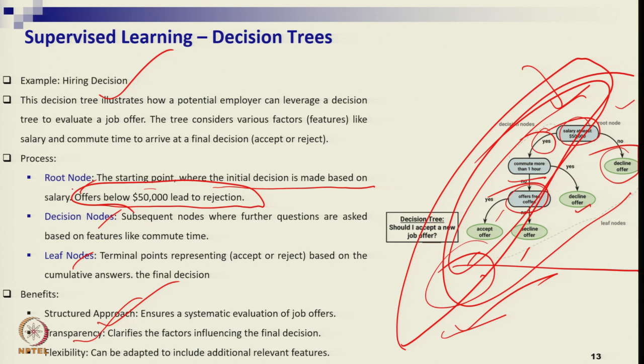What is the root node? The root node is the initial point from where your decision making starts. And what is the leaf node? The final decision making point, the last point of your tree. There the leaves are. There you are getting the offer. And you reach that final decision through your decision nodes or the branches, and then you take the final decision.